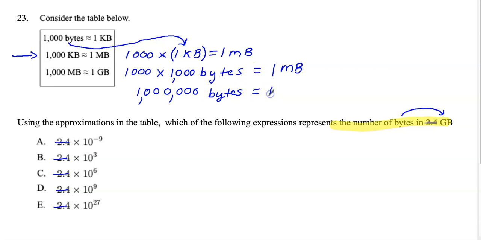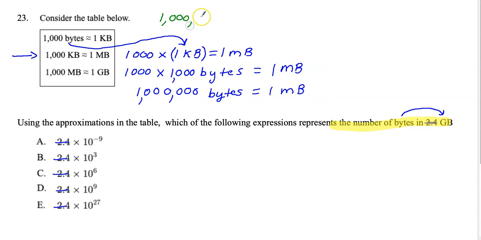Equals 1 megabyte. So now I know that a million bytes is equal to 1 megabyte. But I want to know how many bytes are in a gigabyte. So let me go ahead. I'm going to rewrite this thing up on the top. Let me just recopy it up here. You'll see why in a second.